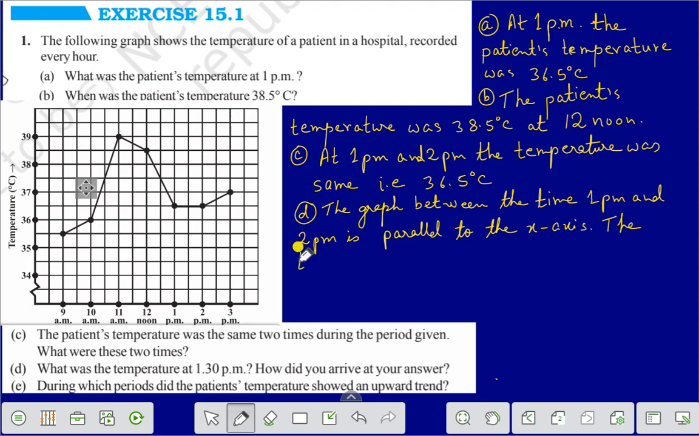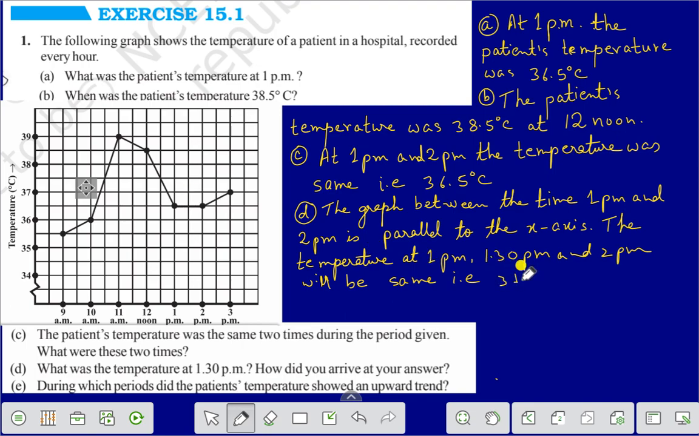Therefore, you can say the temperature at 1:30 p.m. and 2 p.m. will be same, that is 36.5 degree centigrade, right? Question E.